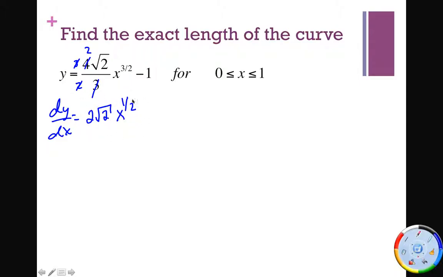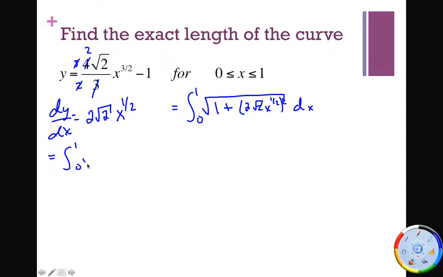And I really hope you guys could all find that derivative. That's not a hard derivative to find. Now we can go ahead and find our integral. So we're going to go from 0 to 1 of the square root of 1 plus the derivative squared, so 2 root 2 x to the 1 half squared dx. You do a little bit of simplifying. This one actually is pretty easily done by hand, as long as you can simplify squares and square roots and fractions. So I get the square root of 1 plus. I square a 2, that becomes 4. I square a square root of 2, it becomes 2, times 4 is 8. I square x to the 1 half, I just get x, dx.